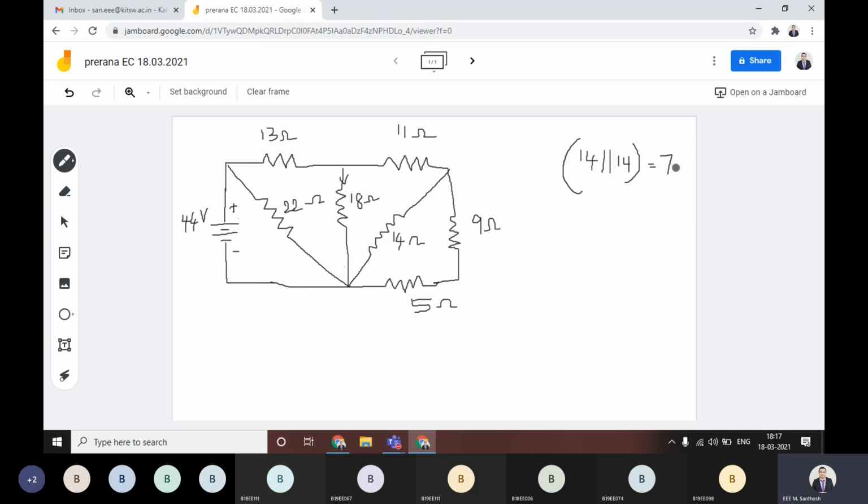Then this 7 ohm is connected to 11 ohm, that is in series. Total is 18 ohm, right? That 18 ohm, 18 ohm. Again, both are in parallel. It will give you 9 ohm. Then 9 ohm and 13 ohm, both are in series. That will give you 22 ohm.